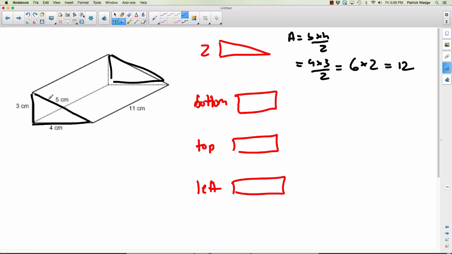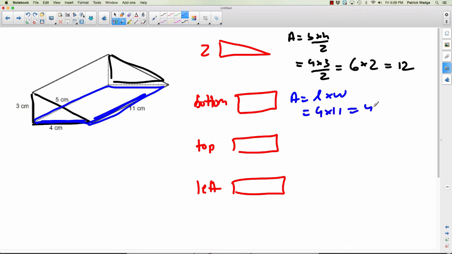Okay, let's get the bottom rectangle, this one right here. A rectangle is length times width. So the dimensions of this one are 4 by 11, and 4 times 11 is 44. Multiply by 2? No, remember all the rectangles are different, so that's all you can do for that one. Now we're doing the top. We're doing this one, here and here. So the dimensions are 11 and 5. So area is length times width because it's a rectangle. We're going to multiply, we said 11 and 5, which gives us 55. Do not multiply by 2, it's the only one.